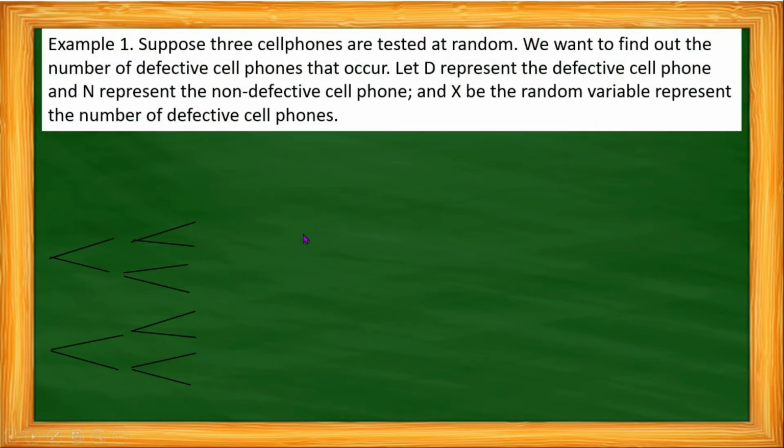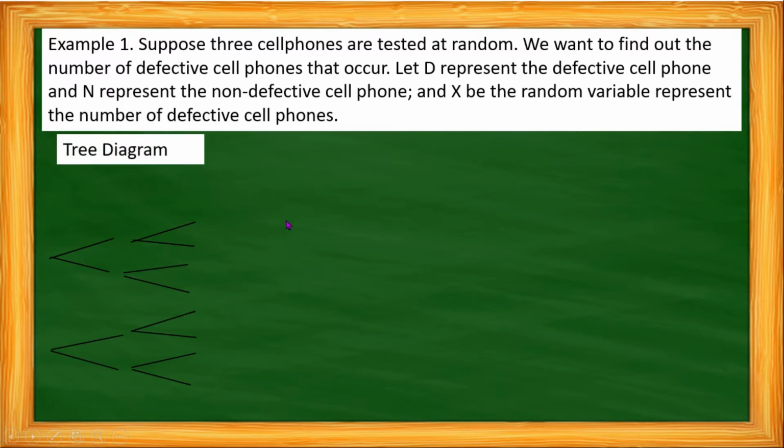Okay, so we have example number 1. Suppose 3 cell phones are tested at random. We want to find out the number of defective cell phones that occur. Let D represent the defective cell phone and N represent the non-defective cell phone, and X be the random variable representing the number of defective cell phones.